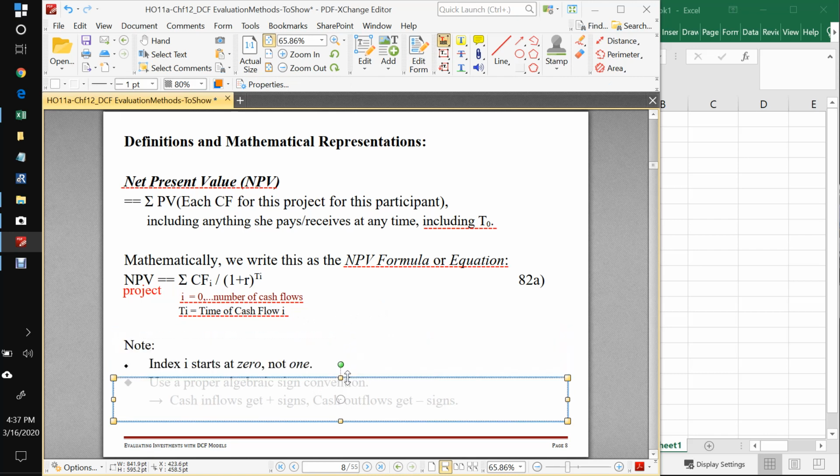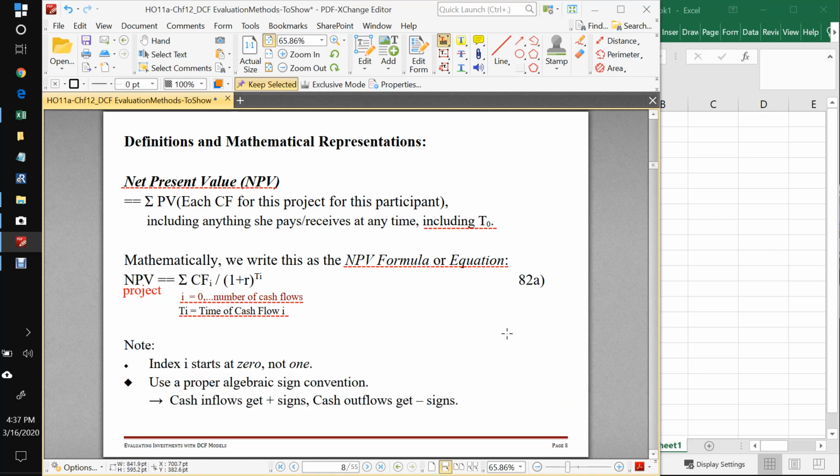Let's make sure we've got everything here. Like I said, the index starts at 0, not 1. And the other thing that we might want to say here to reinforce is that we are going to be using a proper algebraic sign convention where cash inflows are going to get a positive sign and a cash outflow is going to get a negative sign.